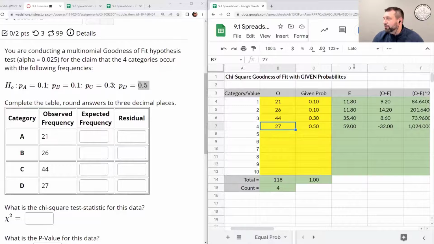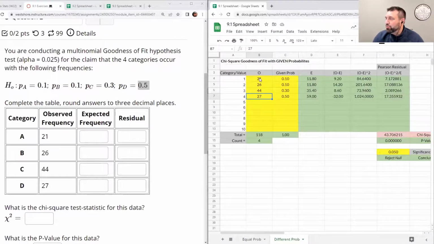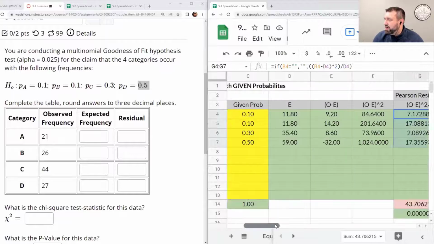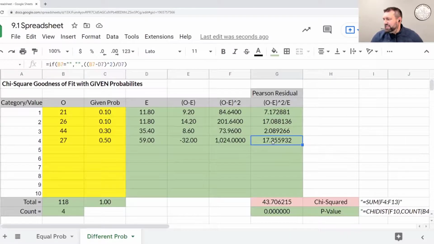Let's find the difference between the two. So we take our observed and we subtract the expected and we get these values. Here's the difference. We square the difference and then we divide by the expected value, and that is our Pearson residual. And these Pearson residuals are huge. 17, 2, and 7. You got a chi-squared value of 43.